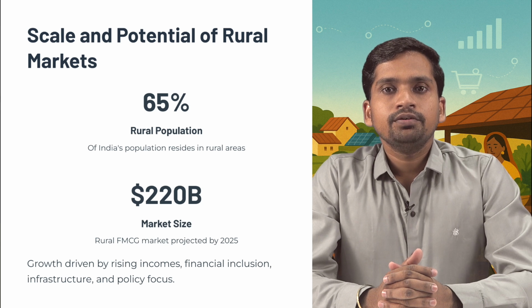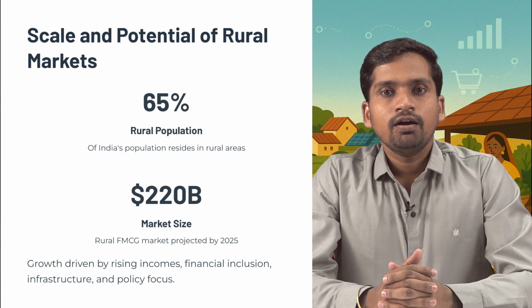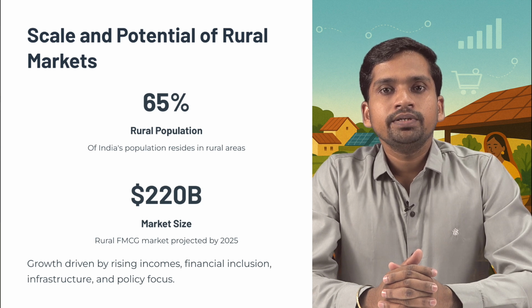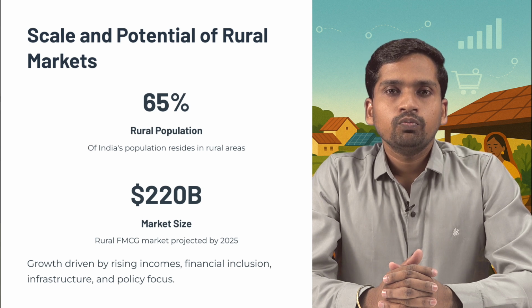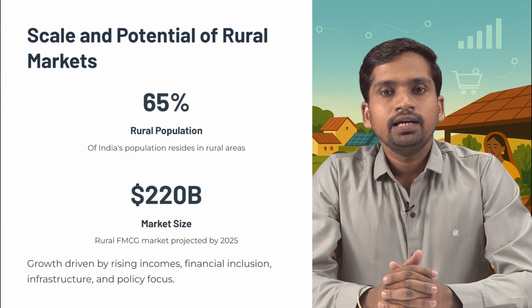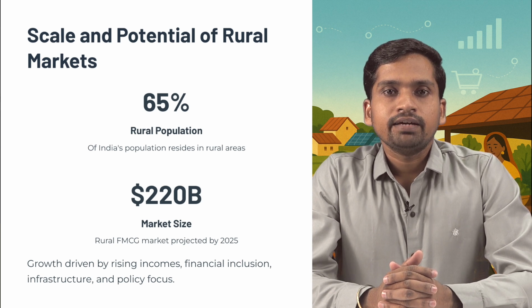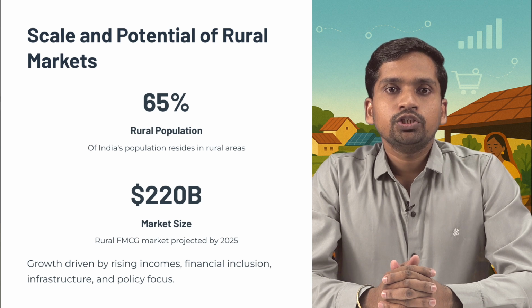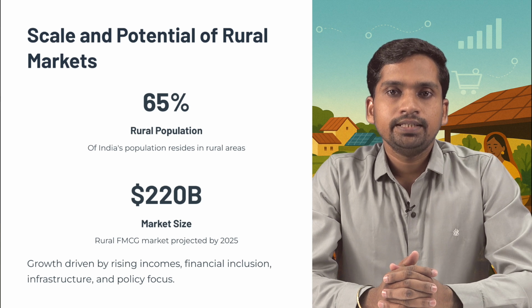For instance, the rural fast moving consumer goods or FMCG market was projected to hit US dollar 220 billion by 2025. What's fueling this? Key drivers include infrastructure development, rising income levels from diverse sources, greater financial inclusion, and sustained government focus on rural welfare. Yet, significant untapped opportunities remain. So, what is the way forward for marketers?